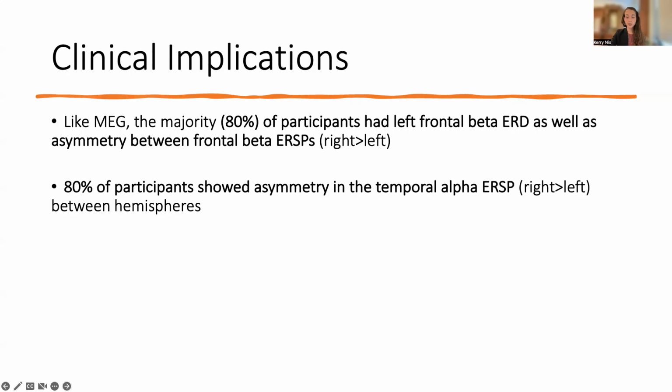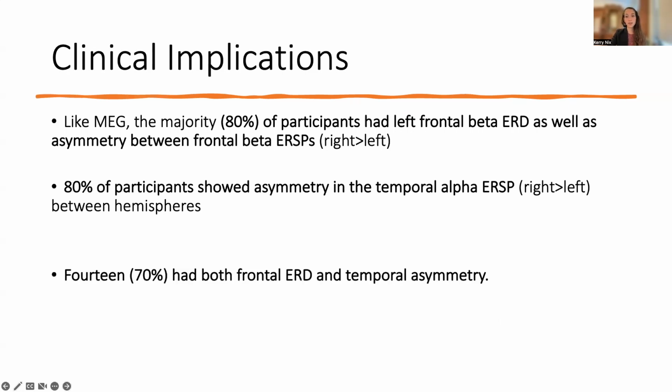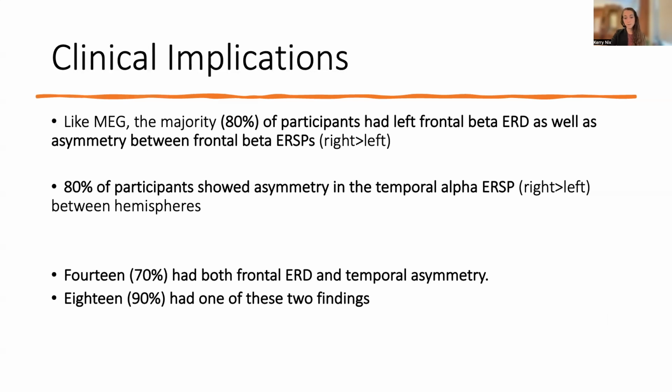Similar to MEG, the majority of participants had left frontal beta ERD, as well as asymmetry between frontal beta ERSPs with right greater than left. And 70% had both the frontal ERD and temporal asymmetry. 90%, 18, had one of these two findings. So in this exploratory analysis, we utilized the mean ERSP and mean asymmetry. Also, future studies should investigate what specific cutoffs for these values could best capture lateralization.